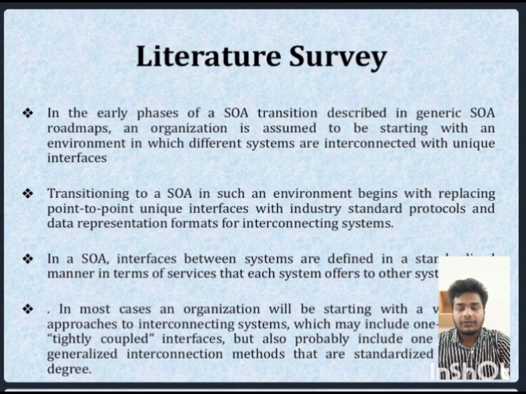In the early phase of SOA transition described in generic SOA roadmaps, an organization is assumed to be starting with an environment in which different systems are interconnected with unique interfaces. Transition to SOA in such an environment begins with replacing point-to-point unique interfaces with industry standard protocols and data representation formats for interconnecting systems. In SOA, interfaces between systems are defined in a standard manner in terms of services that each system offers to the other systems.